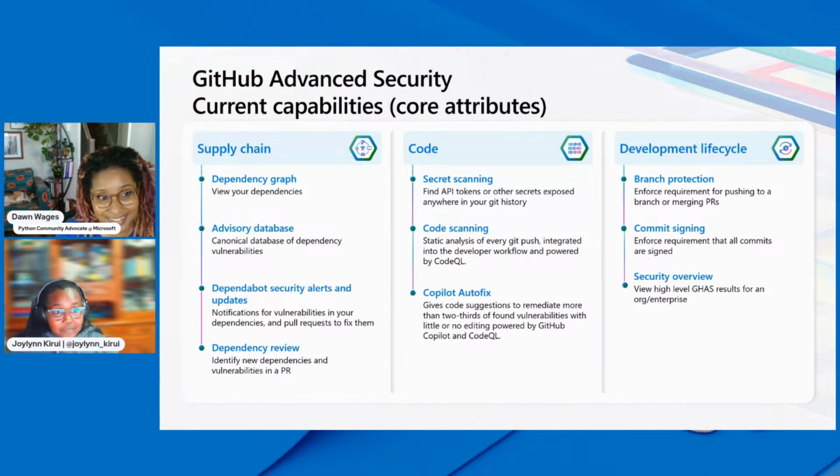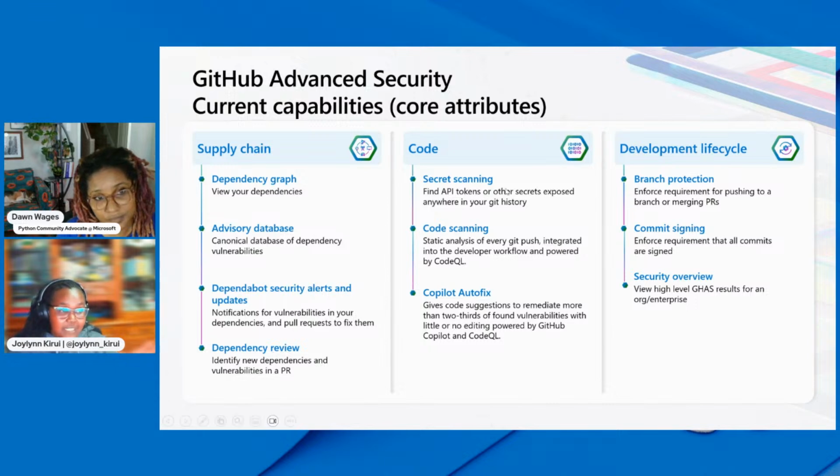So these are the main capabilities that are available. Where we're talking about supply chain, remember, we spoke about the 80 to 90% of the code base being what we are borrowing in open source and third-party libraries. So here we're making sure that we are protecting the supply chain in terms of having the dependency graph, the advisory database, Dependabot security alerts and updates, and dependency review. I'll show you this in action as well.